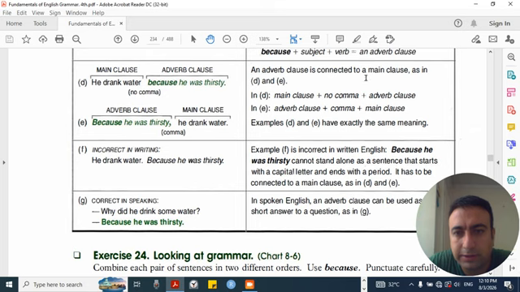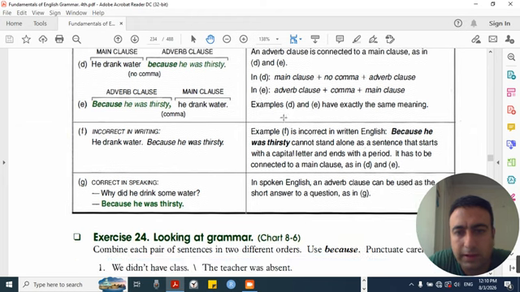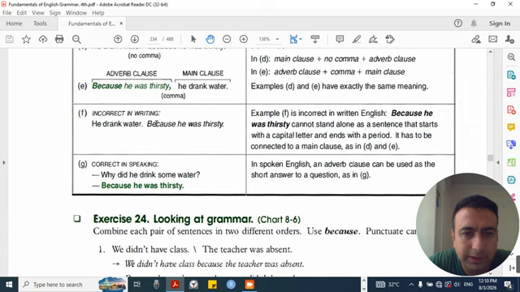An adverb clause is connected to a main clause, as in D and E. In D, main clause plus no comma plus adverb clause. In E, adverb clause plus comma plus main clause. Examples D and E have exactly the same meaning. F. Incorrect in writing. He drank water. Because he was thirsty. Example F is incorrect in written English. Because he was thirsty cannot stand alone as a sentence that starts with a capital letter and ends with a period. It has to be connected to a main clause, as in D and E.